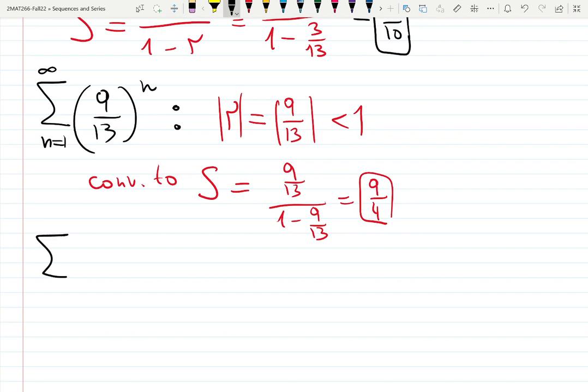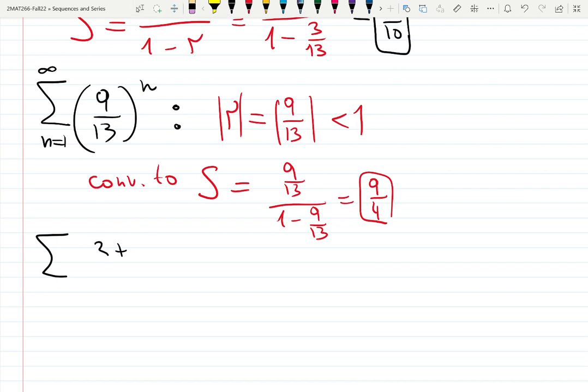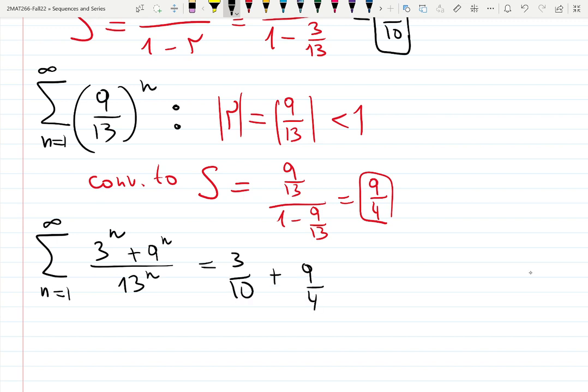The sum of 3 to the n plus 9 to the n, over 13 to the n, from 1 to infinity. Add those together and you get 3 over 10 plus 9 quarters, which is 51 over 20. It converges to this number. Yes?